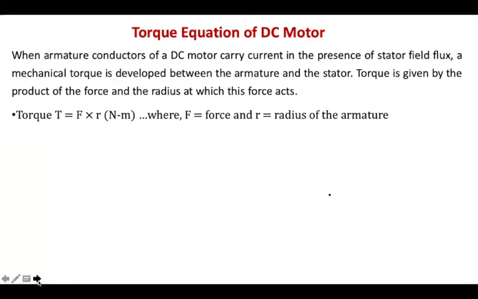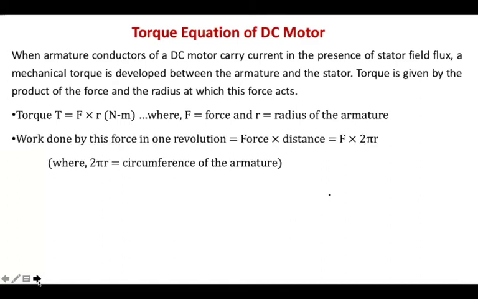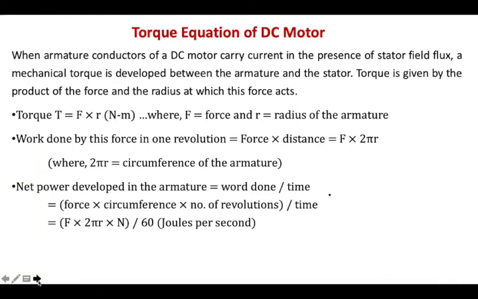Over here the radius of the movement is the radius of the armature, and therefore the work done by this force in one revolution will be force into the distance travelled, that is equal to the circumference of the armature. The work done in one revolution will be equal to force into the circumference of the armature, F into 2πr. Therefore, the net power developed in the armature will be work done divided by the time.